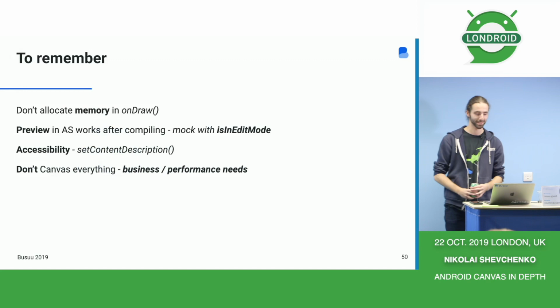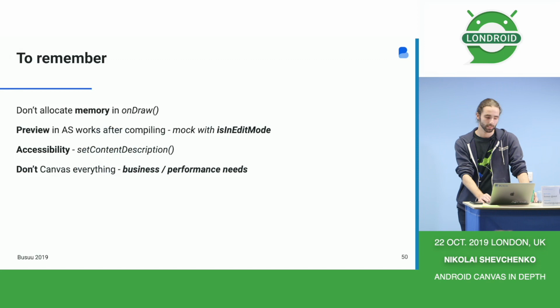Don't allocate memory in OnDraw, as I said. Perhaps just move all of your variables to the top of the class and simply assign them, and your OnDraw method is gonna be way faster.